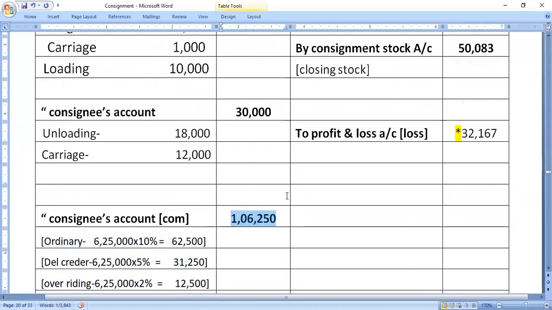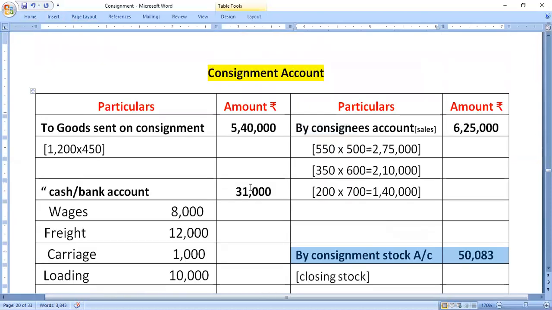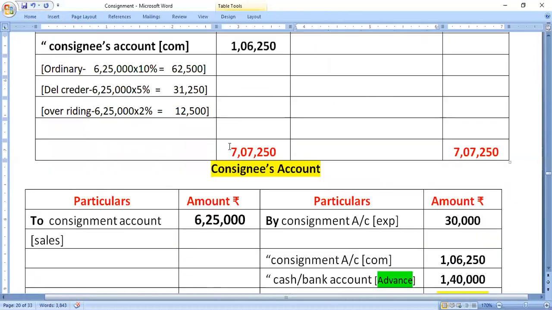1,06,250. Again, we have one more entry, that is consignment stock account, my dears. Closing stock. We have the closing stock of 50,083, my dears. That's why under this problem, the debit side is higher, my dears. First time, debit side higher balance. That's why we transfer to the lesser side, my dear students.